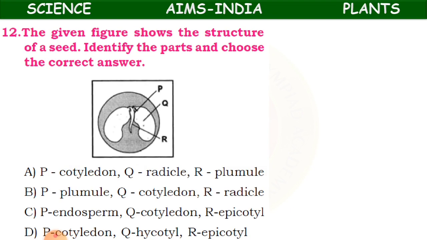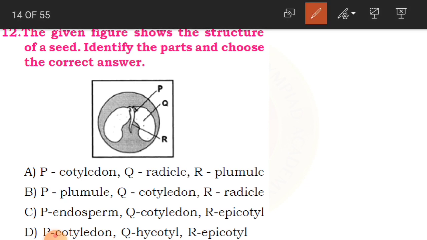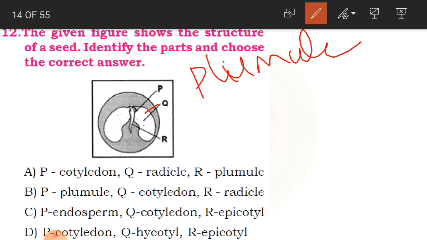Okay, it provides food. And the 12th question: the given figure shows the structure of a seed. Identify the parts and choose the correct answer. See children, here you have the structure of a seed in diagram form. Now you have to identify the parts and choose the correct answer. Here you can see P, that is nothing but the plumule.